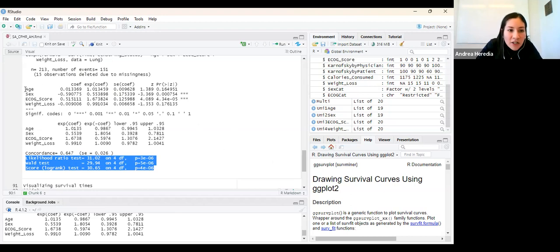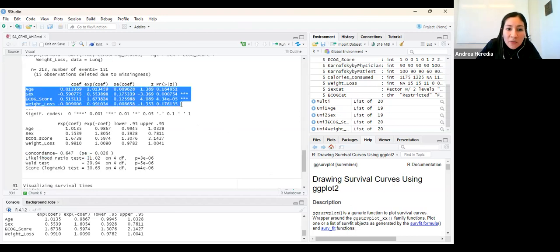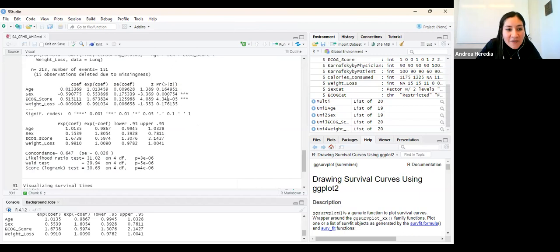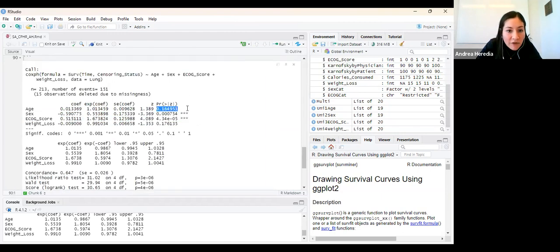Now we look at each one of our variables: age, sex, ECOG score, and weight loss. As you can see, sex and the ECOG score have remained significant, unlike age. If you recall, age was significant when we ran it by itself. Whenever we include all these other covariates, it is not anymore. So let's look at them one by one.